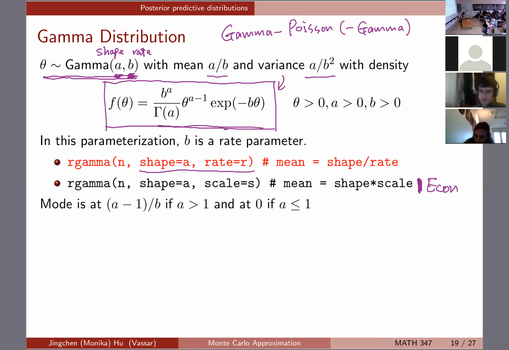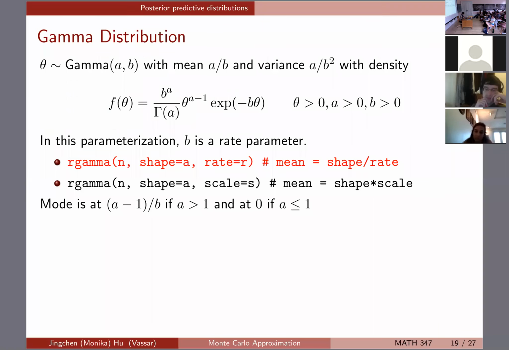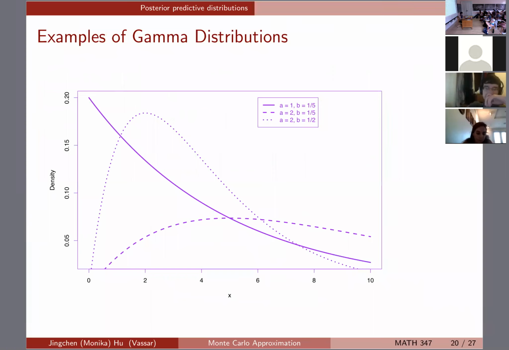First of all, theta needs to be larger than 0. Both A and B are positive as well. And the mode can exist, depending on the value of A. All right, so some plots, some examples of gamma distribution: it's gamma AB, shape A and rate B. That's what appears in the legend over here as well.